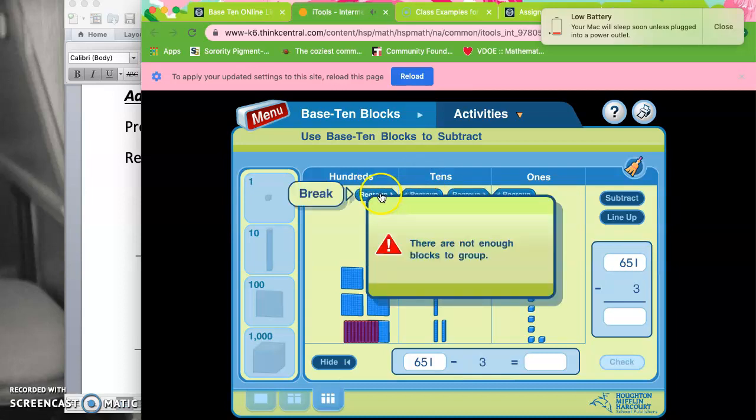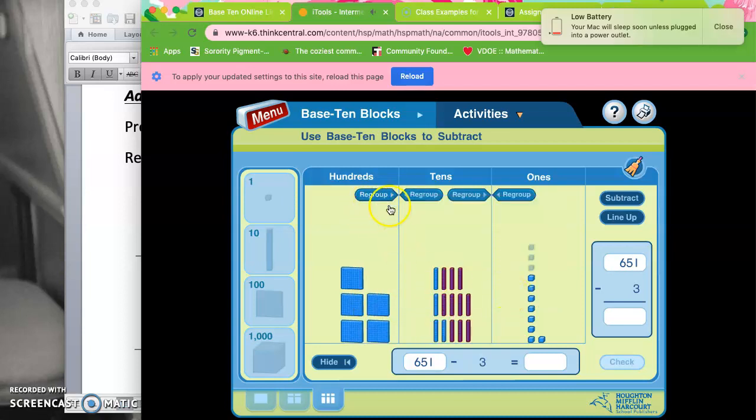Oops, wrong one. Thank you. Going to borrow from the hundreds and we're going to send 10 tens next door. So now we have enough to subtract 6. So we're going to go ahead and do that. We're going to do 1, 2, 3, 4, 5, 6. And then we're going to go over to our hundreds place and we're going to take away 300. So 1, 2, 3. And now we have our full equation, 651 minus 363.